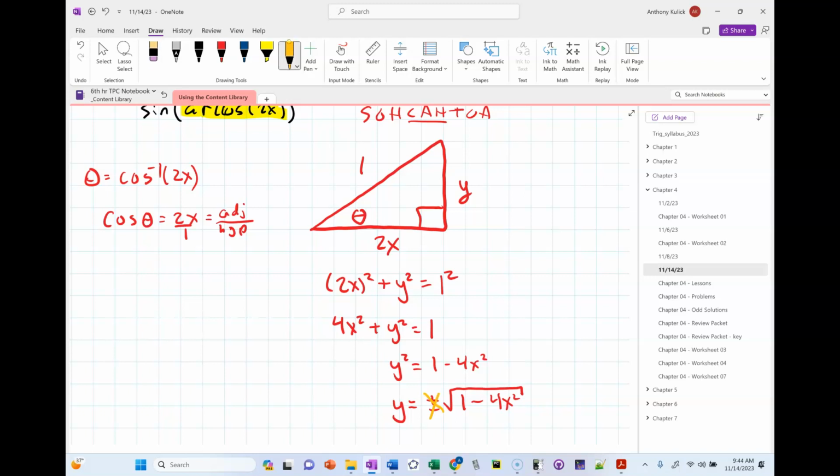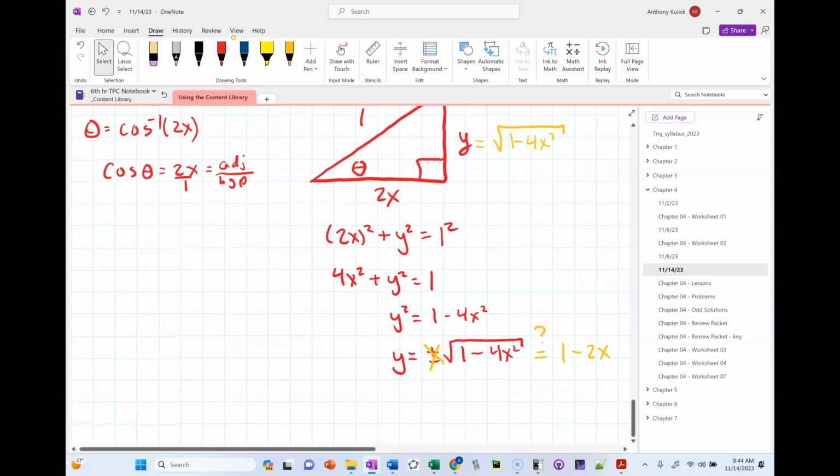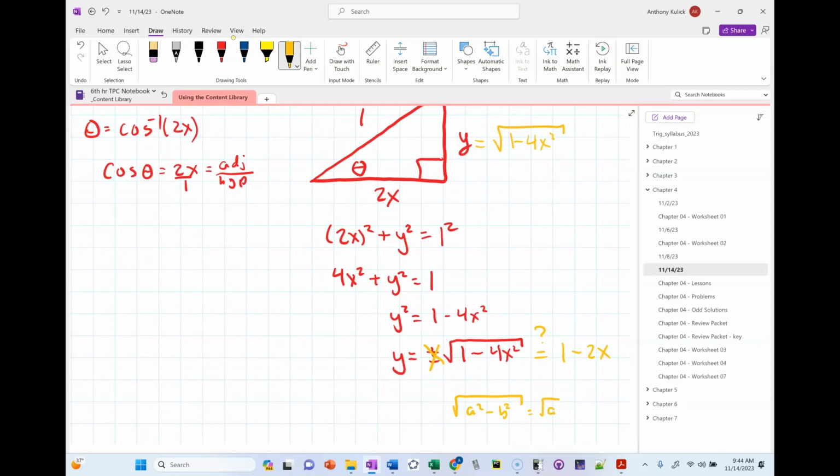So in place of y, we're going to use square root 1 minus 4x squared. Common question here. Mr. Kulik, can I just write this as like 1 minus 2x? What do you guys think? No! Why not? What you're doing is you're saying that this is true, right?